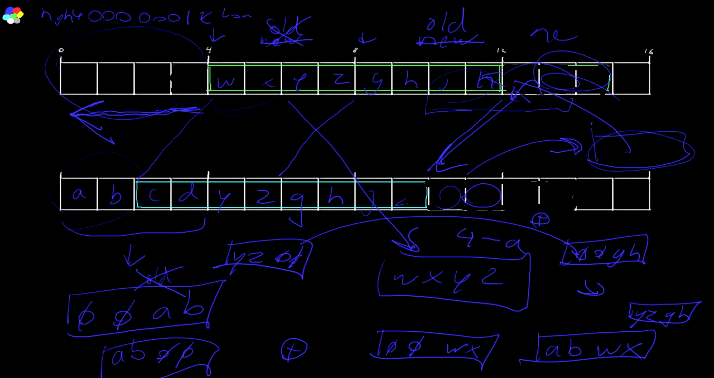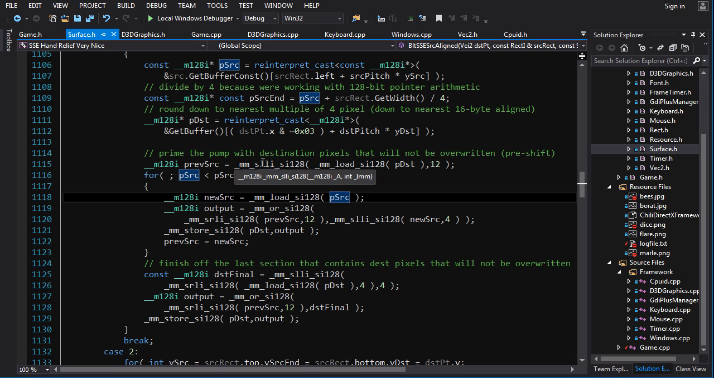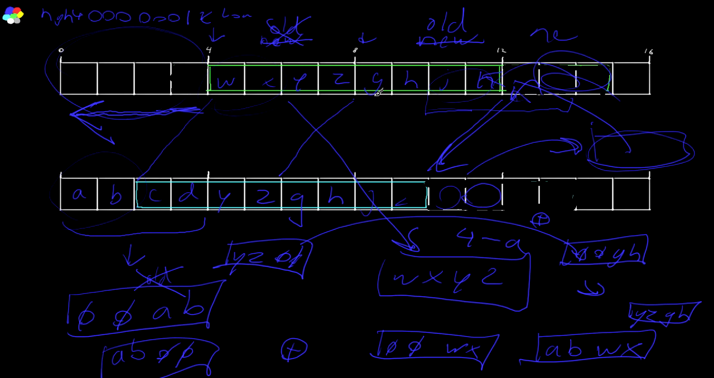It is seriously dumb bullshit, as I've stated before, but it has to be done. So that is why we are shifting left here to prepare our pixels, prime our pump, and then when we actually put them together, we shift right, we shift left, we OR them together, and we store. And we keep doing that until we get to the end of the aligned portion. And when we're at the end of the aligned portion, previous source is going to contain the last block of source pixels loaded.